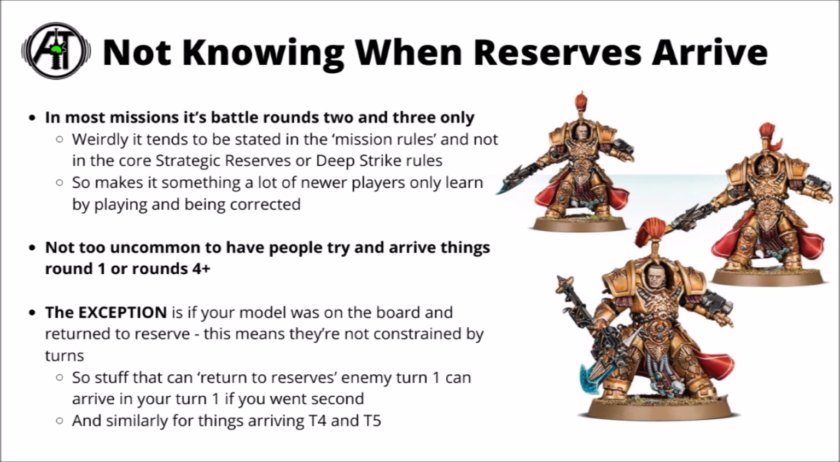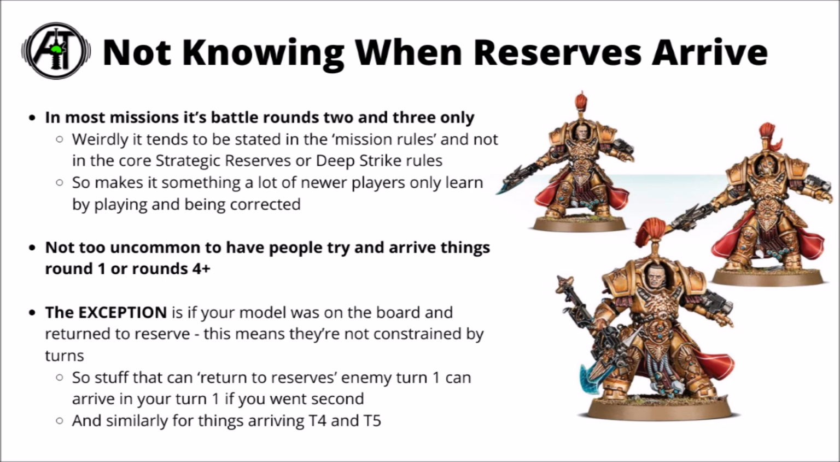The exception to this though is for any models that were on the board at some point and then returned to reserve. They're not bound by the same constraints. So say for example if you had a stratagem that took your jump infantry and put them back in Deep Strike, potentially if that was done during the opponent's turn 1, you could have them arrive in your reinforcement phase in your turn 1 if you went second, and the same if you did the same manoeuvre later in the game, they could still turn up on turn 4 or turn 5. They aren't just counted as destroyed or anything.